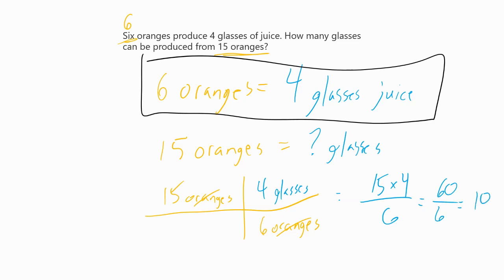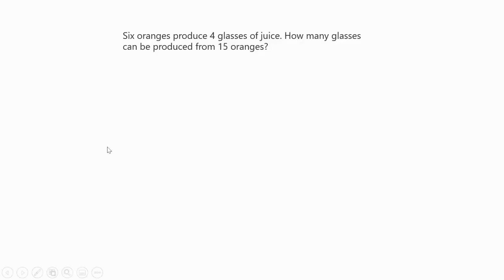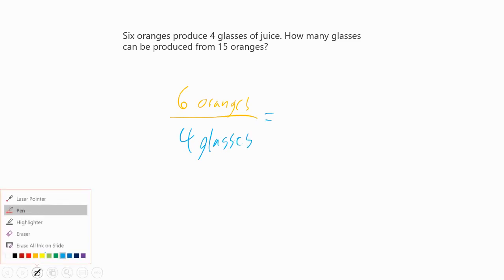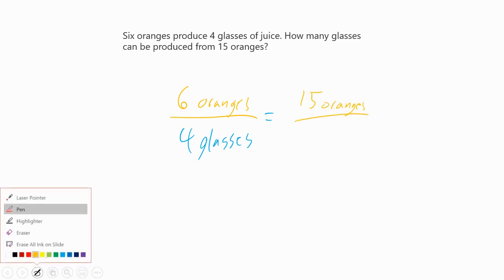All right, so that was one way to do it. The other way to do this would be if you realized that this is sort of like 6 oranges is to 4 glasses, as 15 oranges is to x. So this was another way you could have done it, right? Is to x glasses.